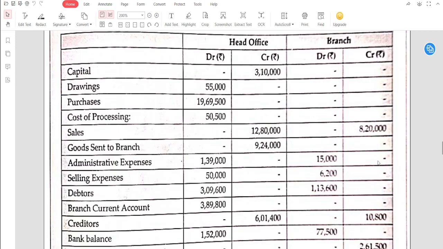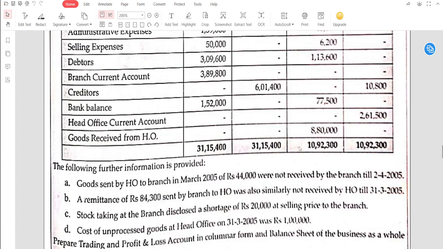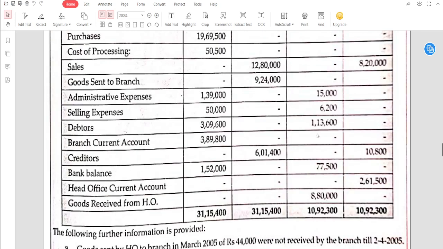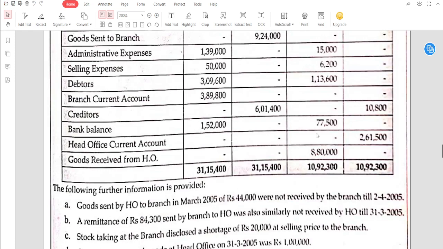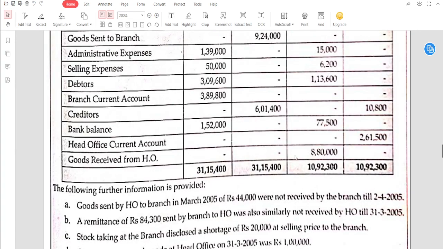Branch current account is separately 389,800. ठीक है, no problem. And other than this, creditor will be added, bank balance will be added, head office current account is separate, and goods received from HO is 880. देखिए यहाँ पे क्या लिखा है, goods received from HO 880. So guys, just think here, one important thing, goods received from HO is 880 ना यहाँ पे. Do you know why? Because goods sent by the HO to the branch in March were not received till 2nd of April. So that's why goods received from HO is given 880.